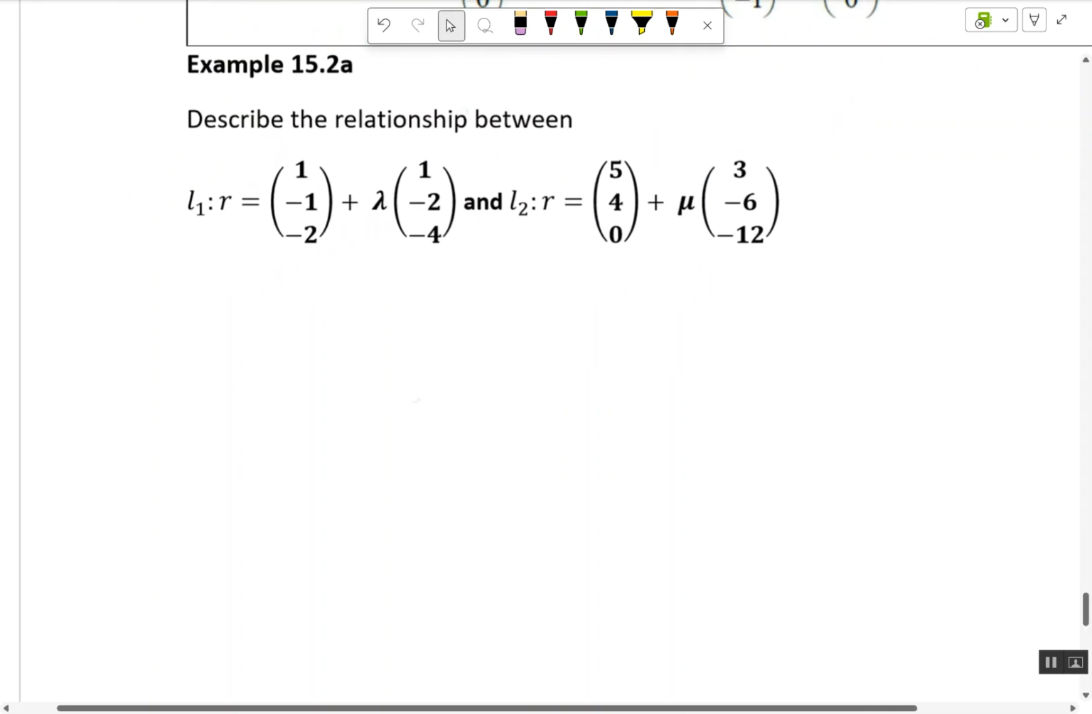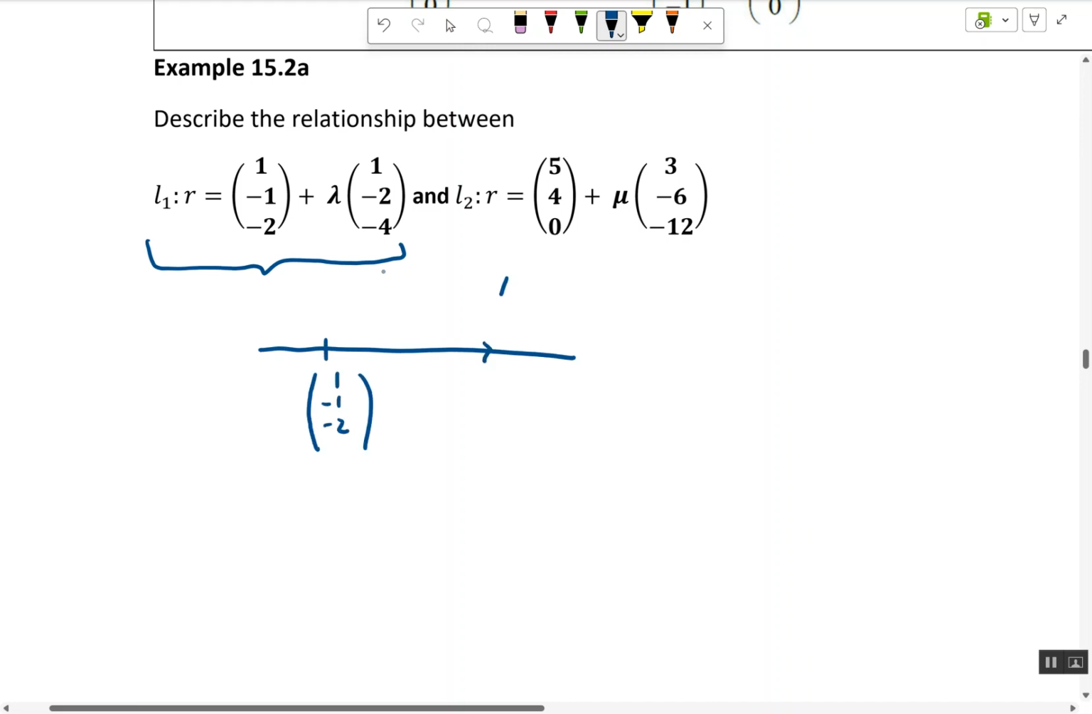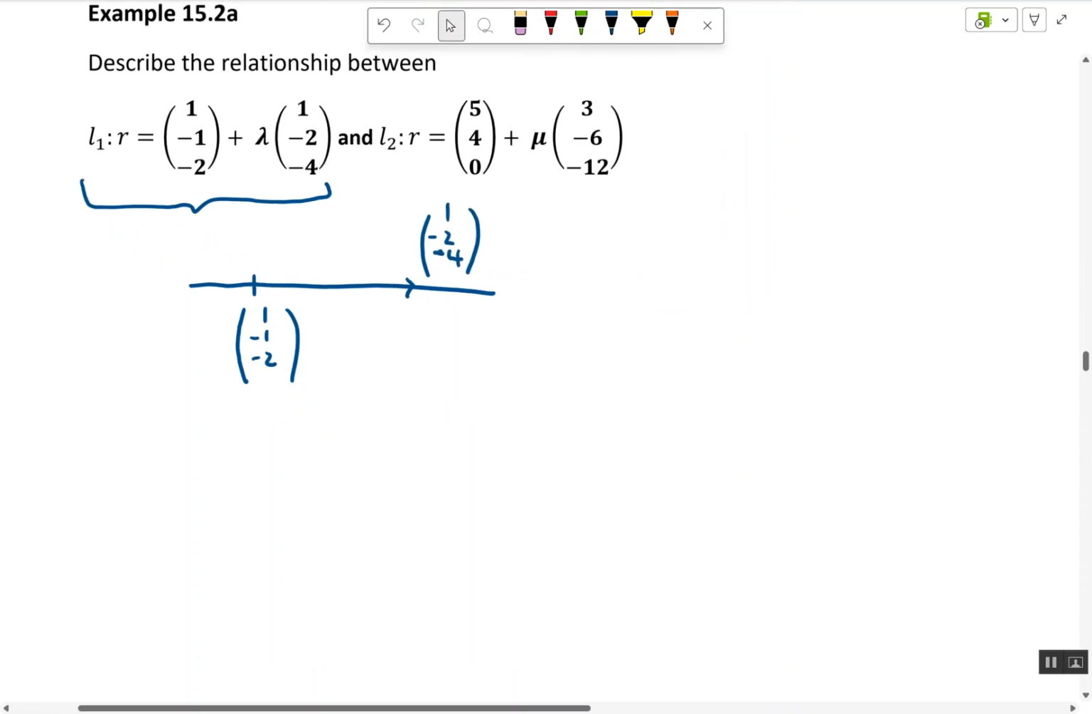So for example, this one, I have the first line, which is a point (1, -1, -2) plus a direction of (1, -2, -4). You see how I draw the line? It's always straight this way with a point and a direction.